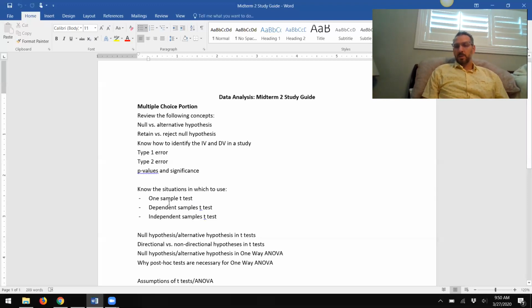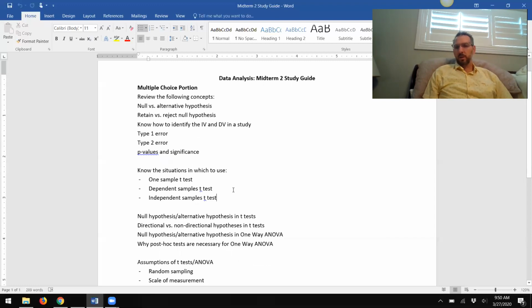The independent samples t-test is perhaps the most straightforward. It's, again, the bread and butter of experimental research. And what you're doing is looking to see if two groups are different from each other. You look to see if the means of the two groups are different. Okay, so again, hopefully that'll help you know when to use which t-test.